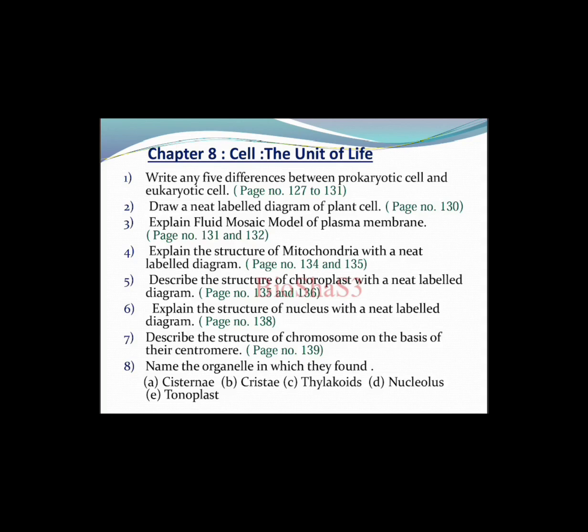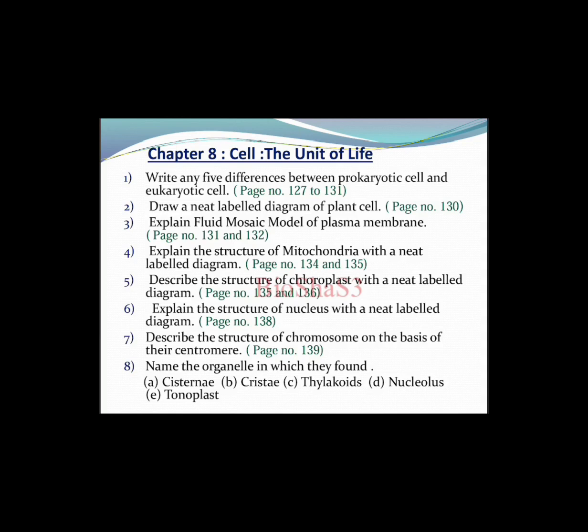Refer to pages 127 to 131 so that you will get all the characteristic differences between prokaryotic cells and eukaryotic cells. They have mentioned only 5 differences. If you write the correct 5 differences, you will get 5 marks. Each point will carry 1 mark.